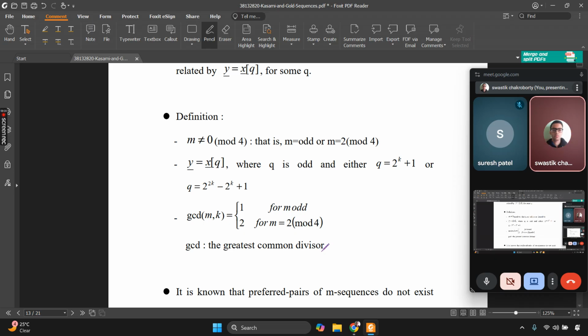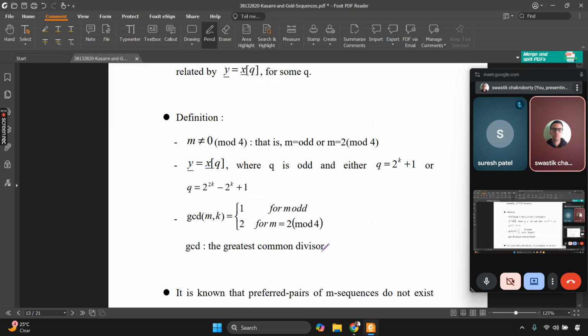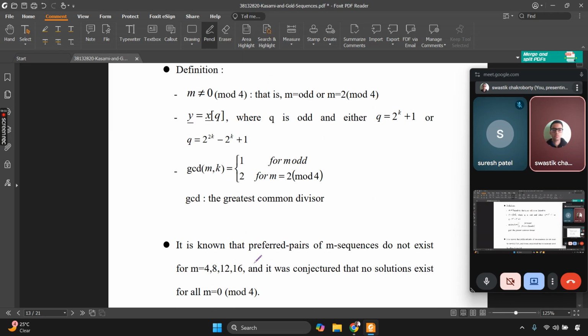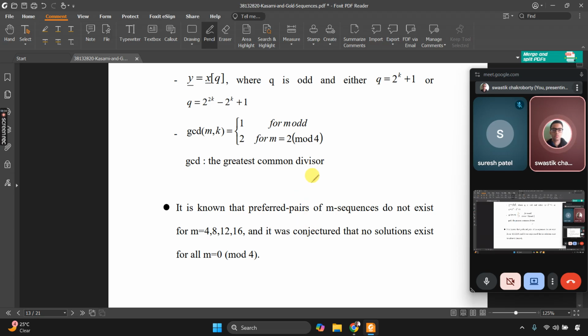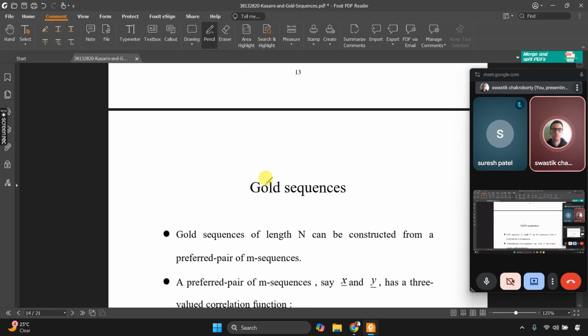Now once that is satisfied, once the degree of the maximal length sequence is not a leap number, that is not 4, 8, 16, something like that, then it can be shown that these M sequences will have very minimal cross correlation value.